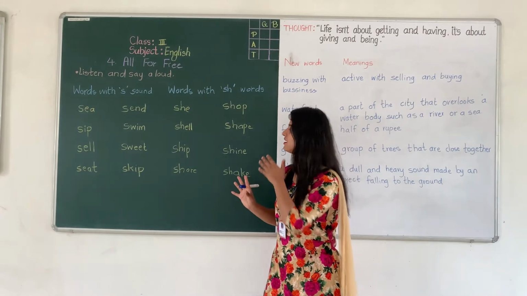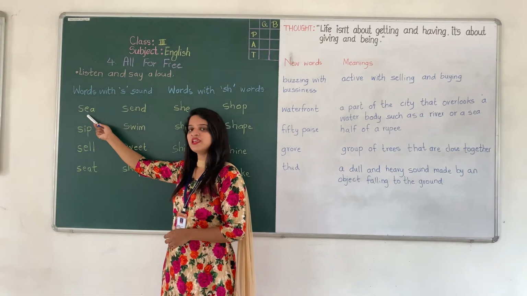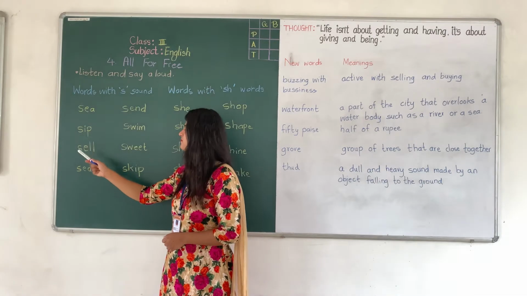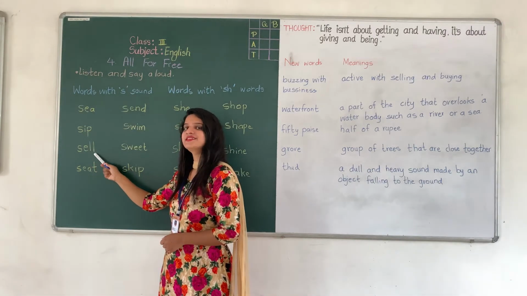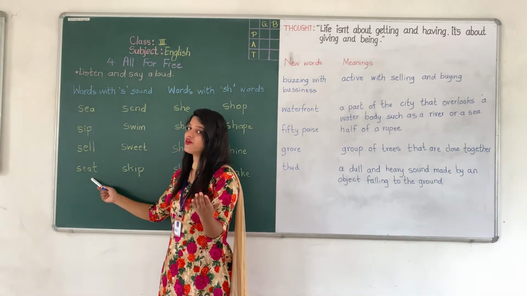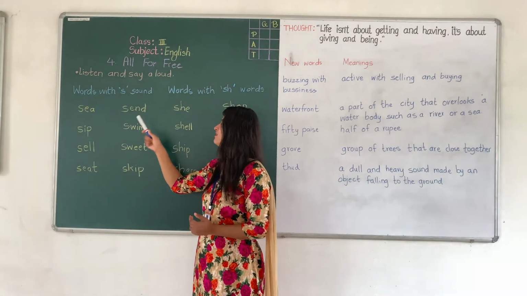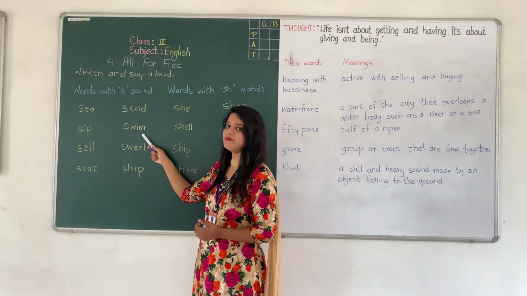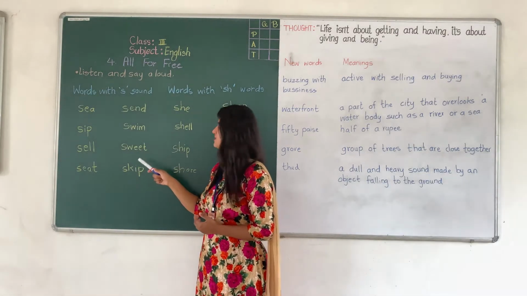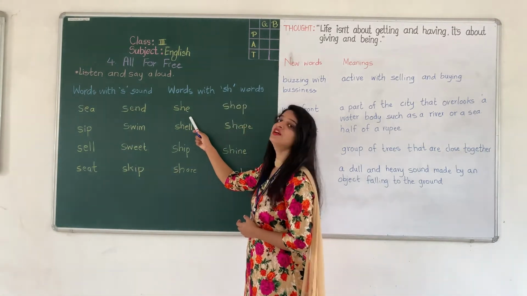So let us read all the words again. First is sea. S-I-P, sip. S-E-L-L, sell. S-E-E-D, seed. You have to read along with me. S-E-N-D, send. S-W-I-M, swim. S-W-E-E-T, sweet. S-K-I-P, skip. S-H-E.